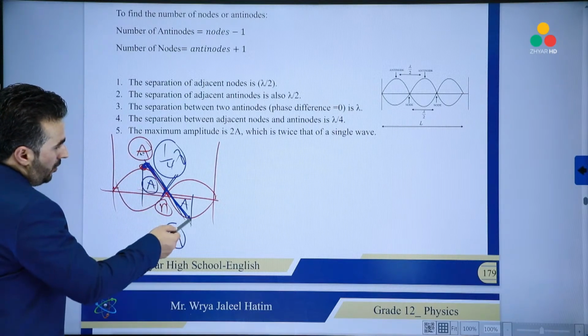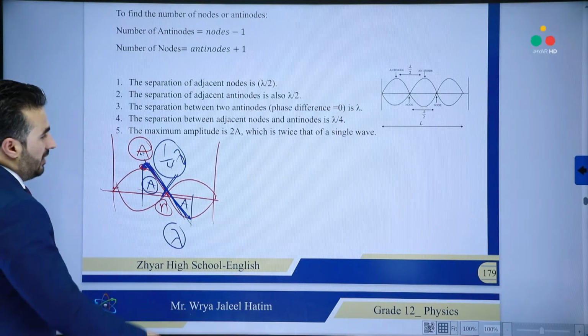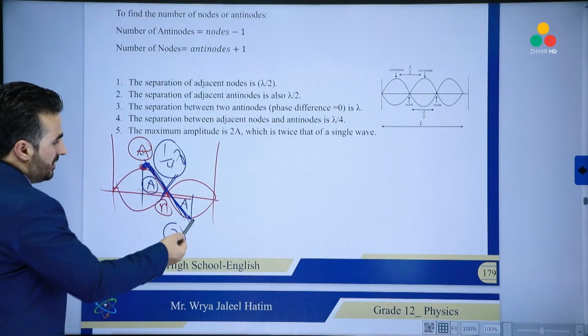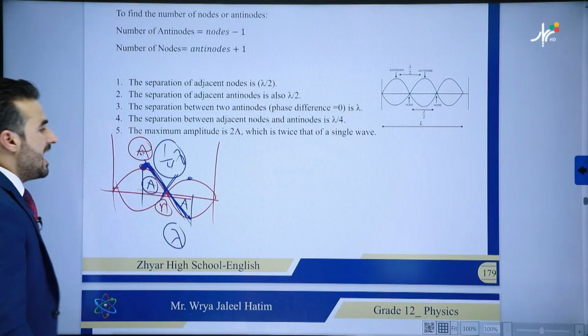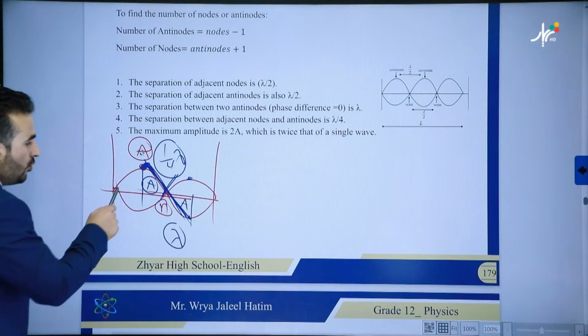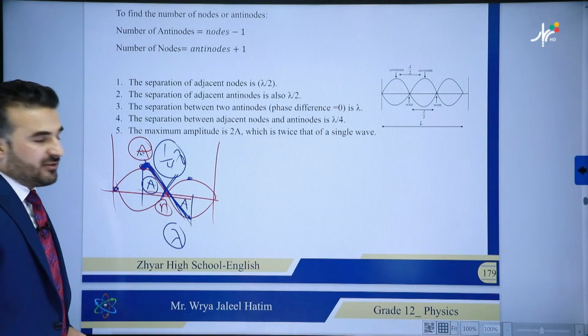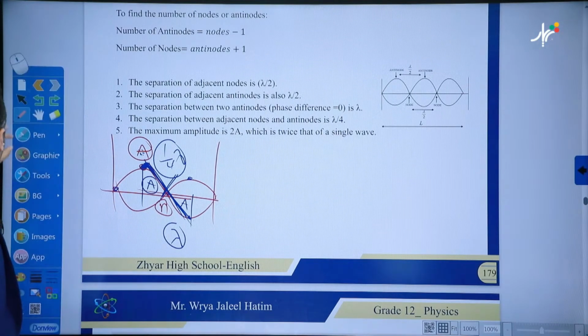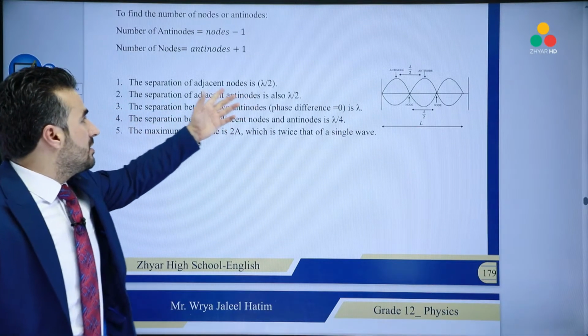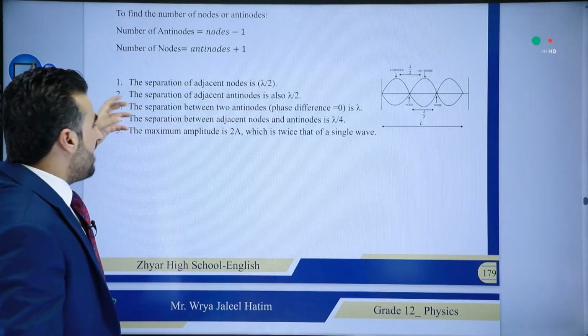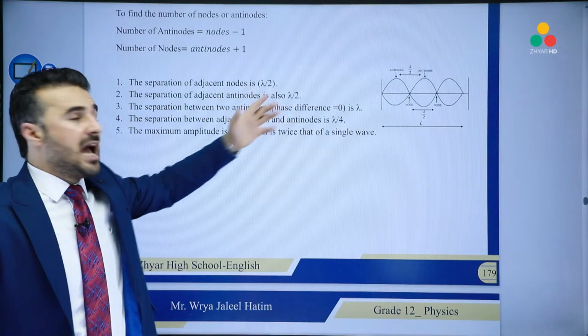So one node and one node is going to be half a wavelength, antinode and antinode, half a wavelength. If I start from this point to the other point, that is also half a wavelength, yeah? Starting from one node to another node, that is half a wavelength. So remember all this, yeah? Okay, so the separation of two adjacent nodes is half a wavelength. Separation of adjacent antinodes, half a wavelength.